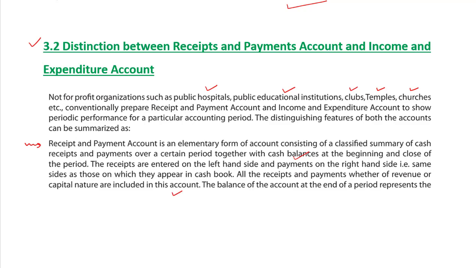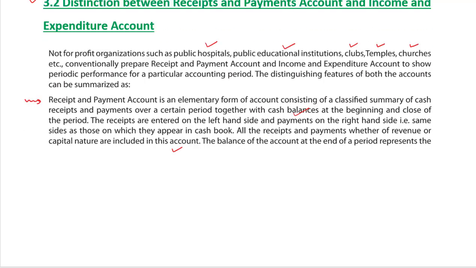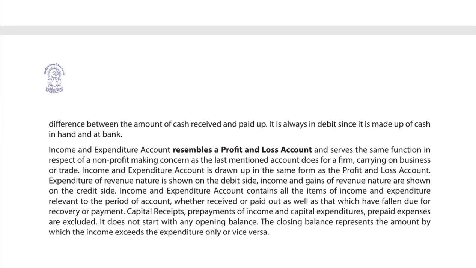The balance of the account at the end of the period represents the difference between the amount of cash received and paid out. It is always in debit since it is made up of cash in hand and cash at bank.